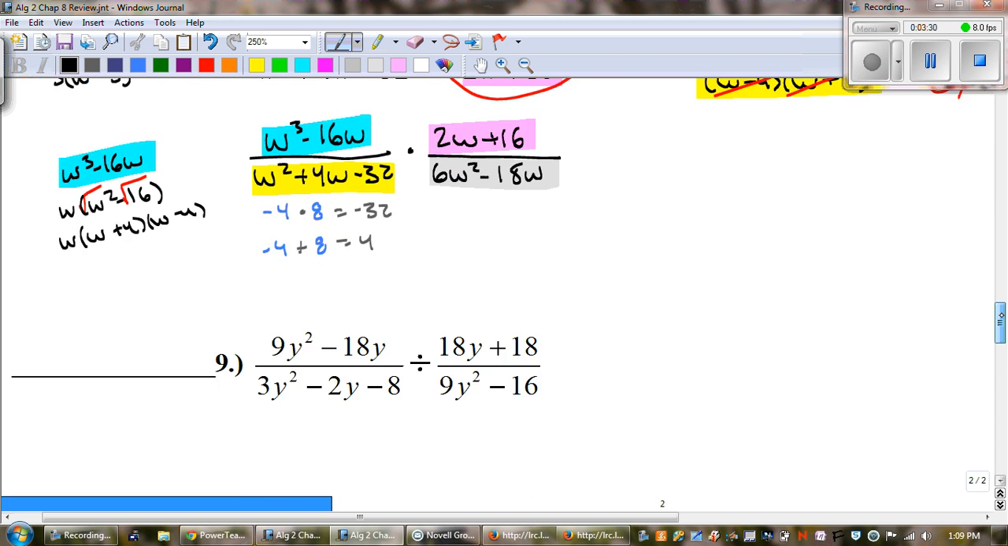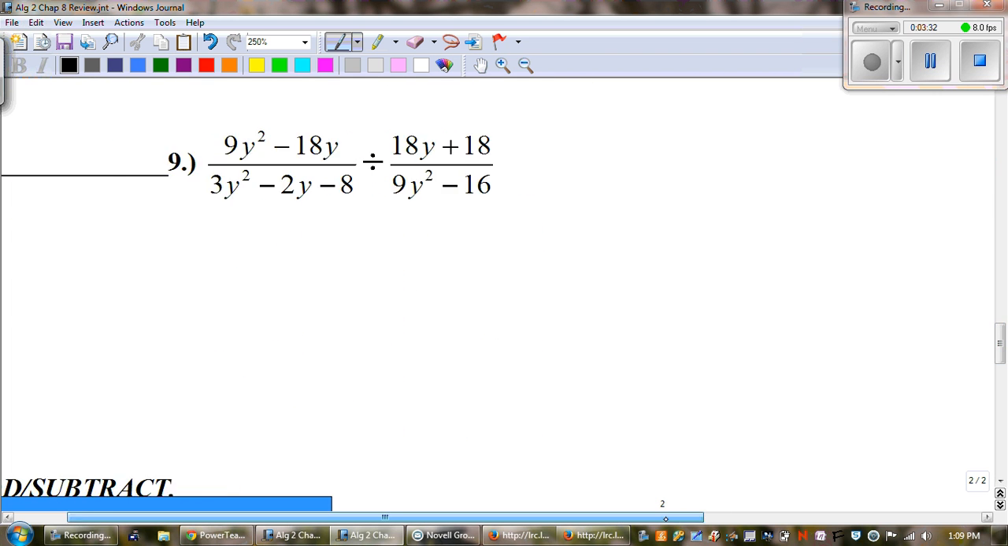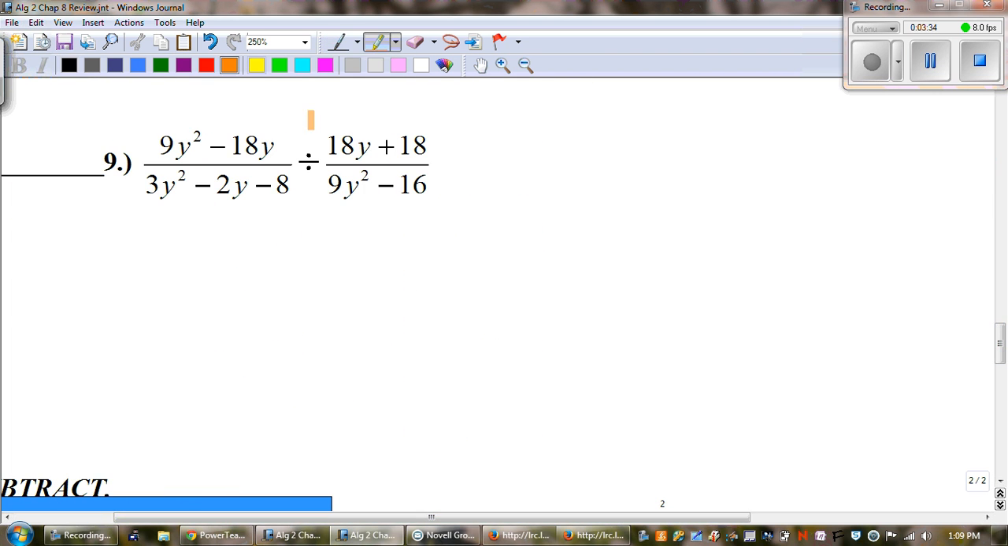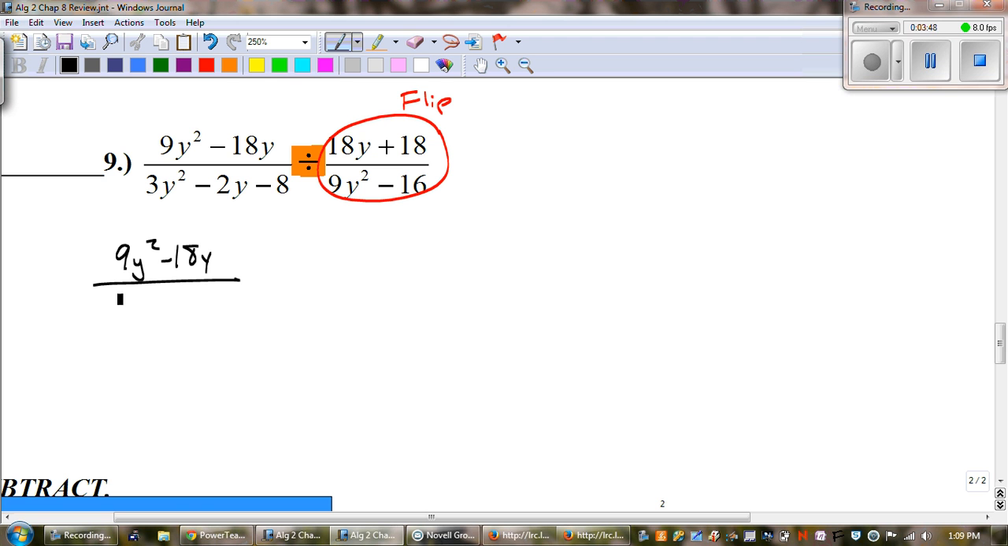All right, number 9. That's right, we have to flip. So we have 9y squared minus 18y over 3y squared minus 2y minus 8, times 9y squared minus 16 over 18y plus 18.